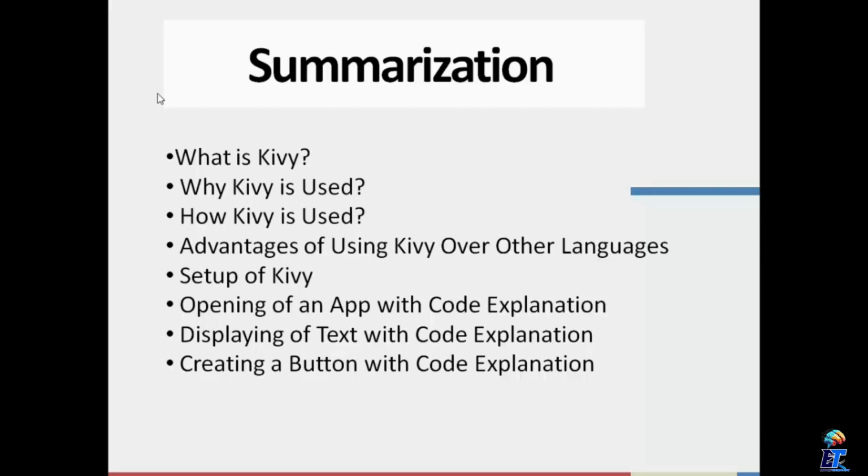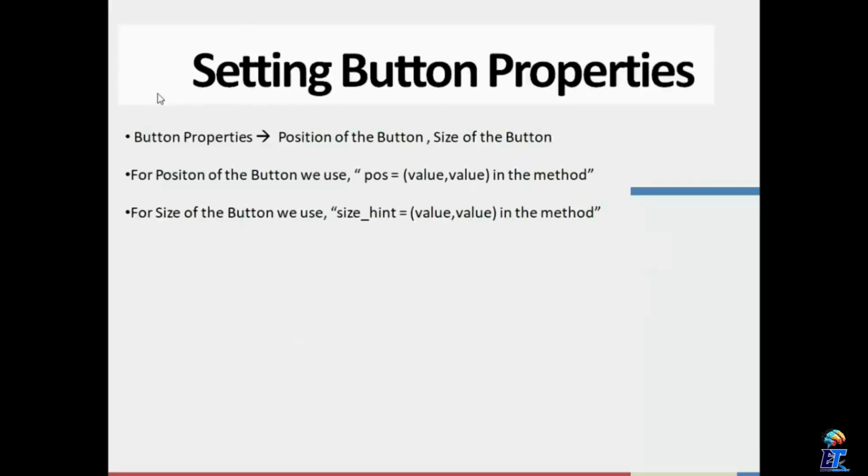Now we see how we are going to alter the button into a smaller format. For doing that we are going to set the button properties in the method. What button properties do we require? We require the position of the button and the size of the button. For position of the button, we use pos, equals value comma value. These are the x and y axis we define in the method. Then for size of the button, we use size_hint, followed by two values, value comma value, which we are going to define in the method.